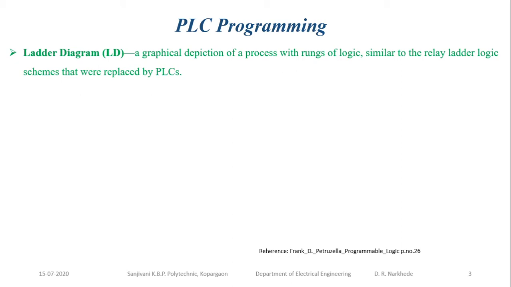Ladder diagram is a graphical depiction of the process with rungs of logic similar to the relay ladder logic schemes that were replaced by PLC. Now what does it mean? In the earlier days, in the 1940s, 50s up to 60s, if I wanted to implement an automation process in industry, I had to use a large number of relays. There would be thousands of relays. In the earlier days they used vacuum tubes for this purpose, then relays were used.